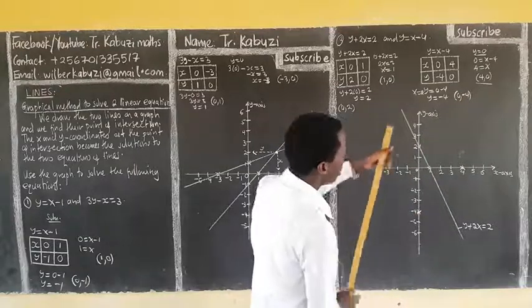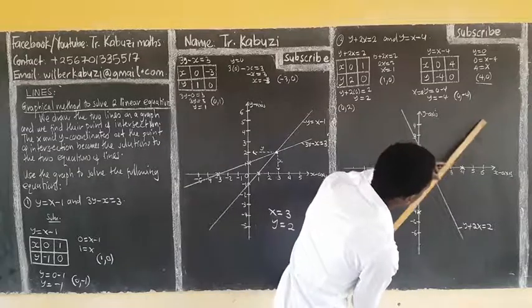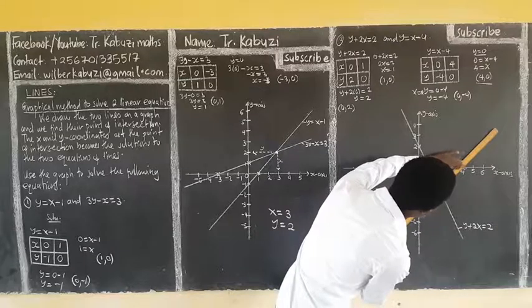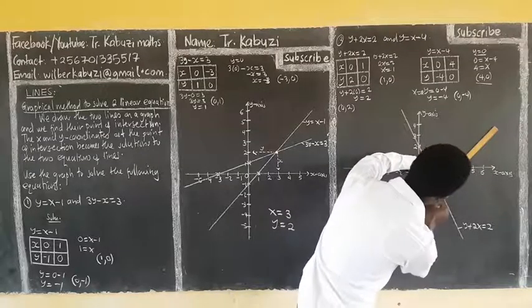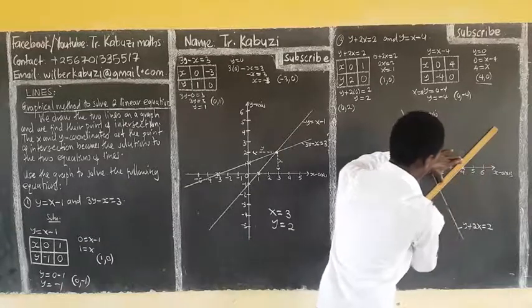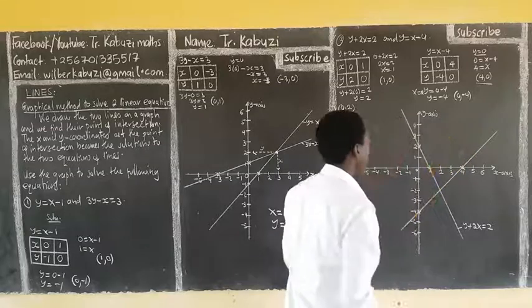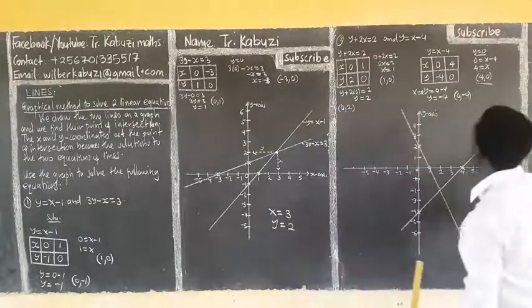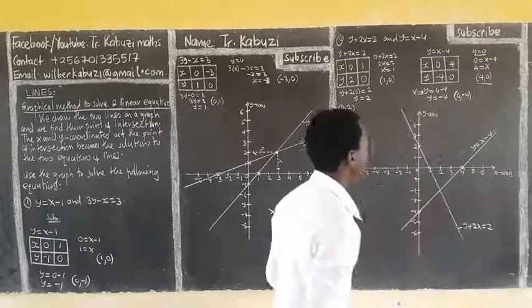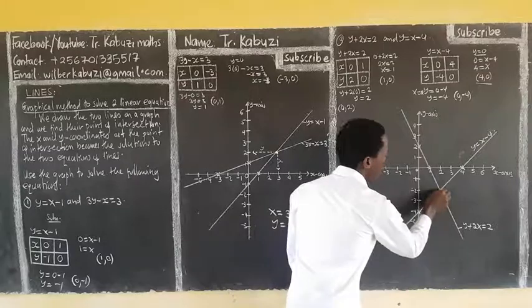Then we draw a line joining those 2 points. So that's where I'm coming. And now this line, we name this line y equals x minus 4. So now where are they meeting? These 2 lines are meeting here.